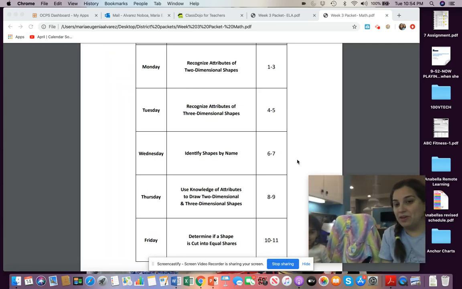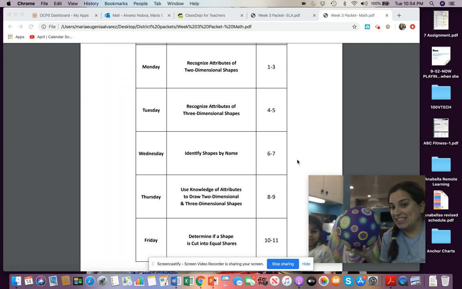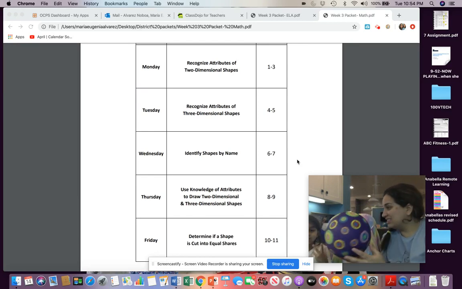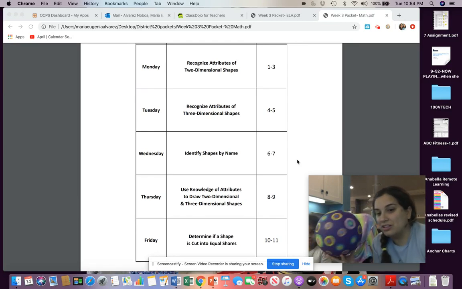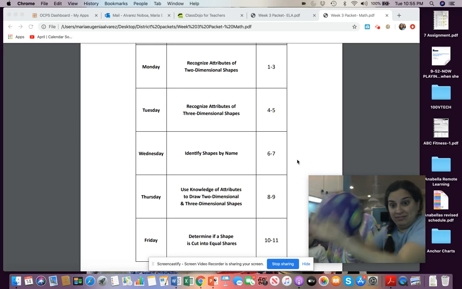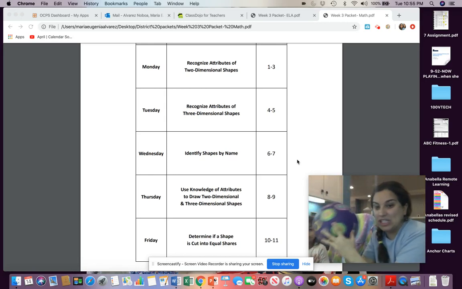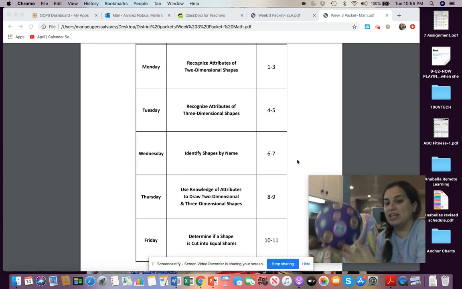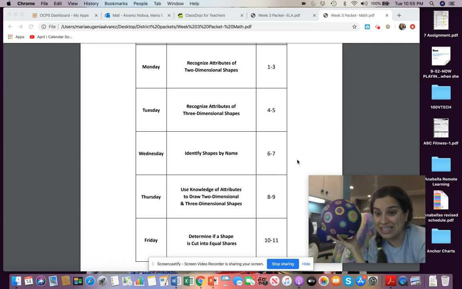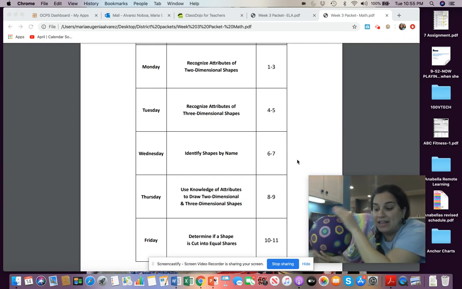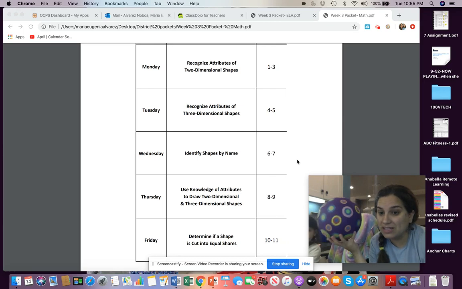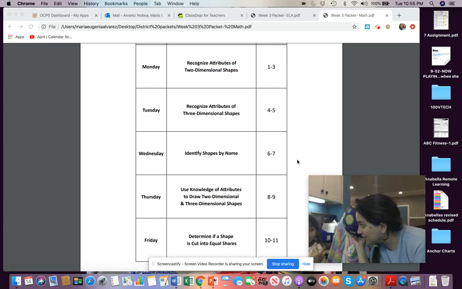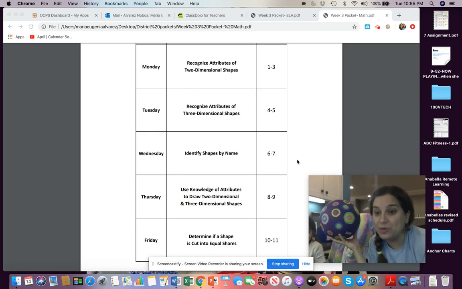For example, this is a ball. It's like a sphere. So balls are not flat, right? This is way not flat. This is solid. Okay, so this is a 3D shape because it is a solid shape and it is not flat. What is the name of this typical shape? If you said sphere, you are correct.